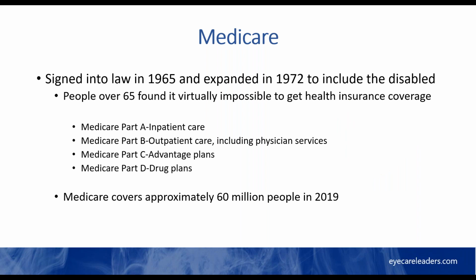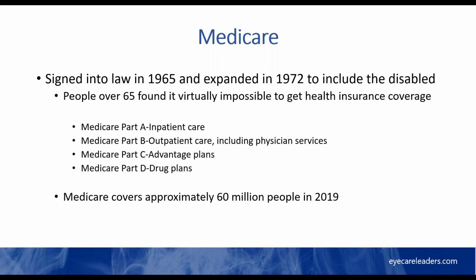So let's start a little bit with the background. Medicare was signed into law in 1965, and in 1972 it expanded to include all disabled people. It includes Medicare Part A and Medicare Part B, which is the hospital and the outpatient care. In 1997, Medicare Part C, or what we know now as Advantage plans, the Medicare Advantage plans, came on board. And in 2006, the Medicare Part D plans came on board, or the drug plans, the drug coverage.